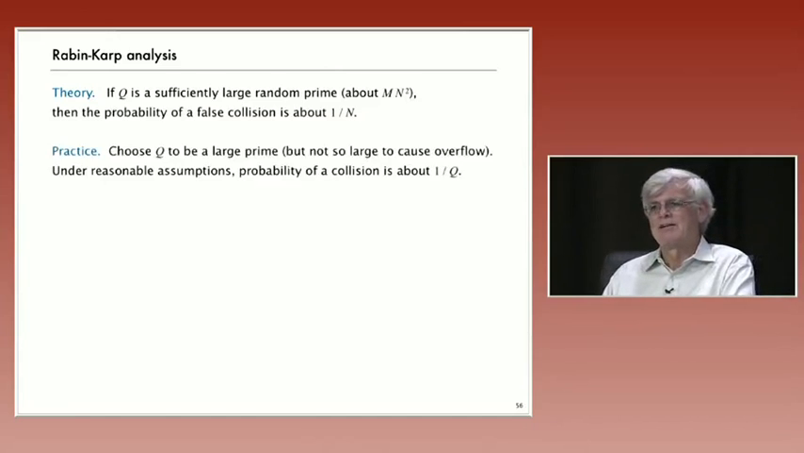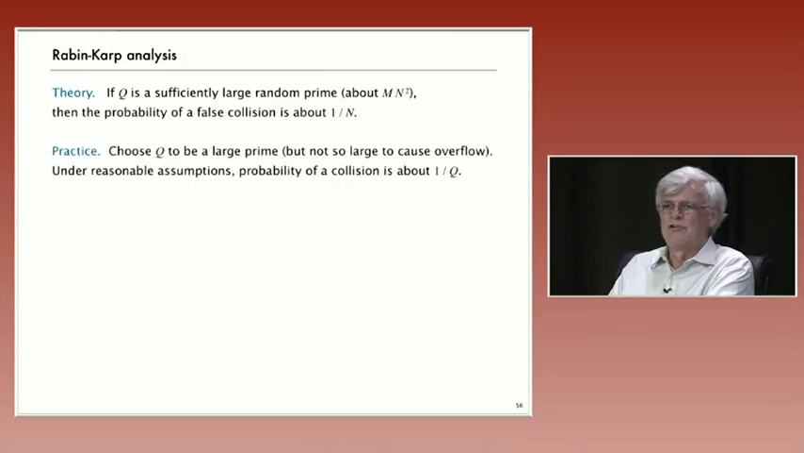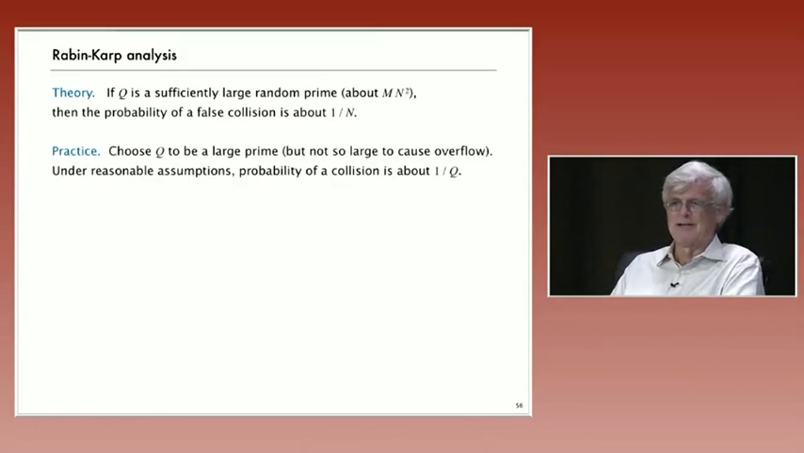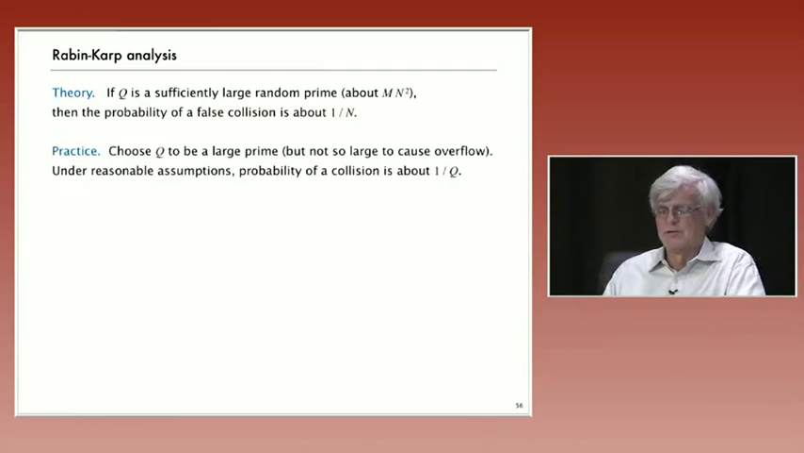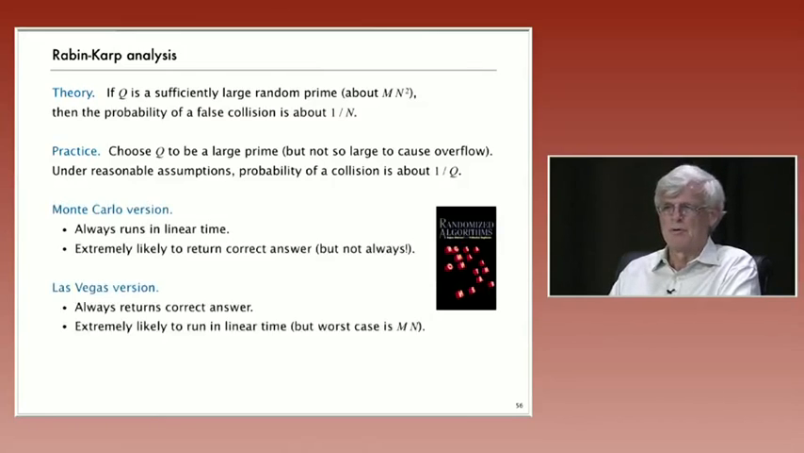So in practice, there's no reason not to choose Q as large as we possibly can, not related to M and N. And then the probability of collision is going to be about 1 over Q. So we're going to take it to be like the biggest long. And that means that the probability of collision is extremely small. And then you can take your chances.